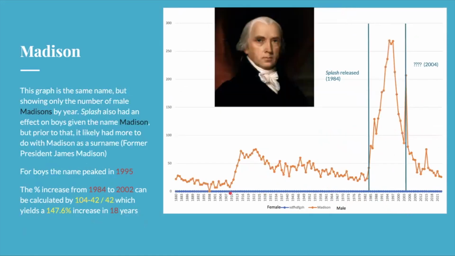And so there was no female data for Madison prior to that movie, but there was a bit of masculine data, probably because Madison is a last name, and sometimes people just name their kid like, I don't know, someone's maiden name or just any last name for whatever reason. But the movie also had an effect on boys. So you can see it was released here in 1984.